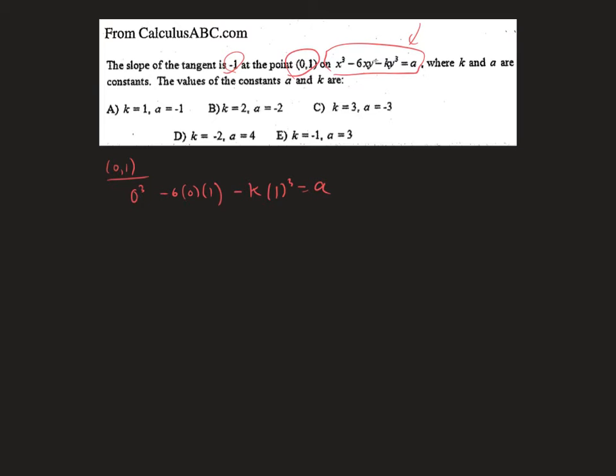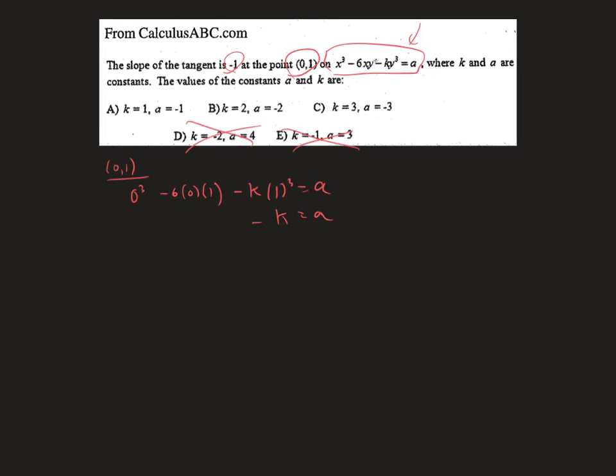All right? So when you do that, you notice that you get -k equals a. So whatever we're going to get for these numbers, k and a are going to be the same but opposite signs. So that rules out D and E.